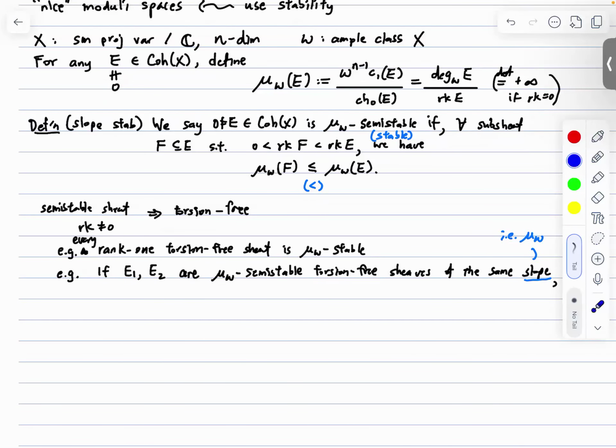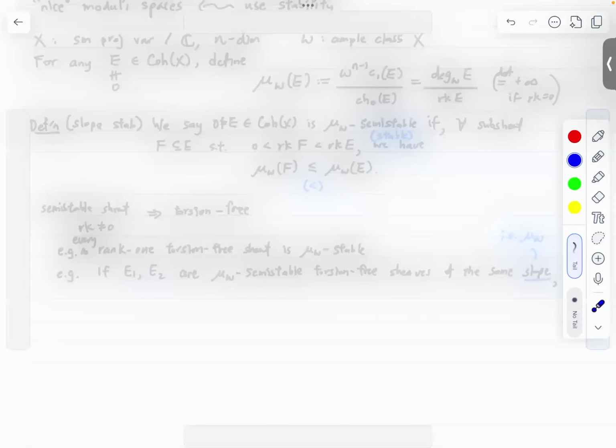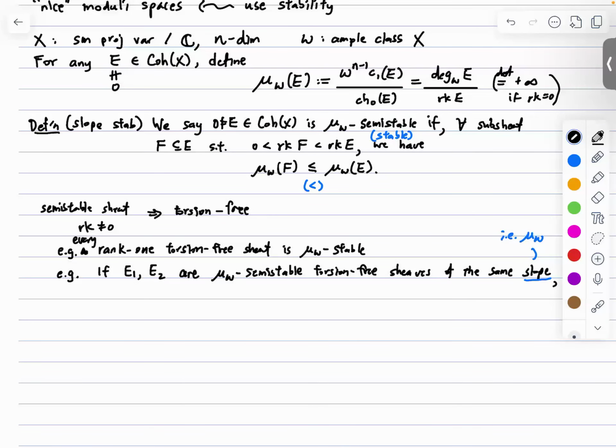So if I take two torsion-free slope semi-stable sheaves with the same slope mu, I can try to form an extension of these two sheaves. And I don't really care whether the extension is trivial or not. Then any extension of these two sheaves, E1 and E2, let's call this extension E, is slope semi-stable as well. So this is one way to get a new semi-stable sheaf if you already have two existing semi-stable sheaves with the same slope.